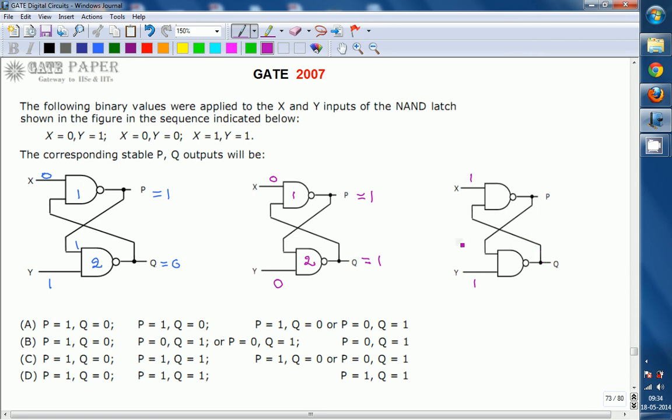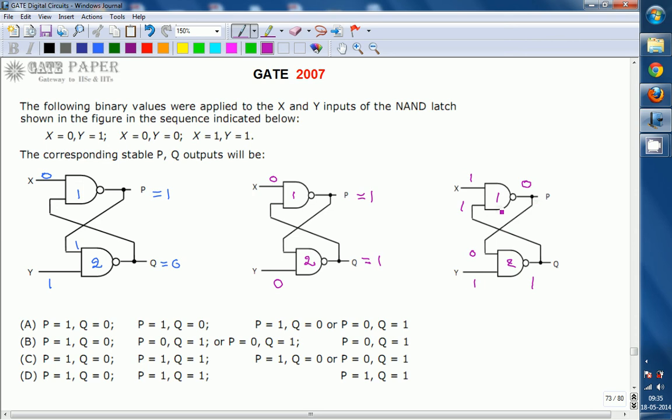By this time, let us assume the other inputs are 0 and 1. If P is equal to 0, Q is equal to 1, this 0 will come over here and this 1 will come over here. One of the inputs is 0 for the second NAND gate, so the output is always 1, and this 1 will come over here. 1 into 1 is 1, and the complement of that is 0. So it remains in the same state. If PQ is equal to 0 1, it remains in the same state.